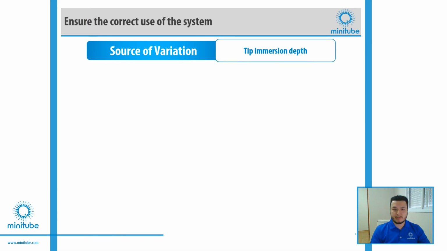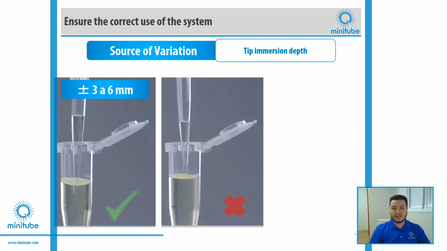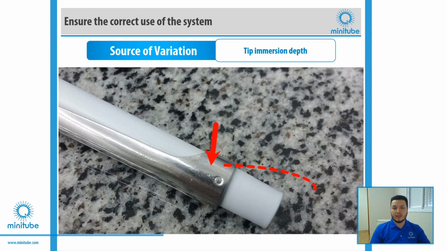Tip immersion depth. Immersing the tip to the correct depth will improve your accuracy. Positioning the tip too close to the surface can aspirate air. Conversely, immersing the tip too deeply can cause too much liquid to be aspirated. Depending on how much you immerse the pipette, you can even have this situation where the semen or foam reaches the pipette itself. In this case, your pipette will lose accuracy over time.